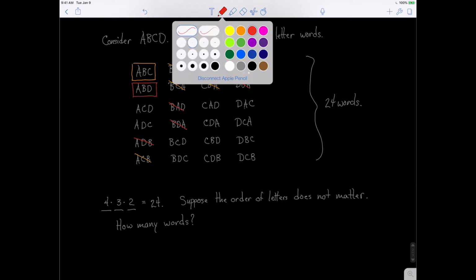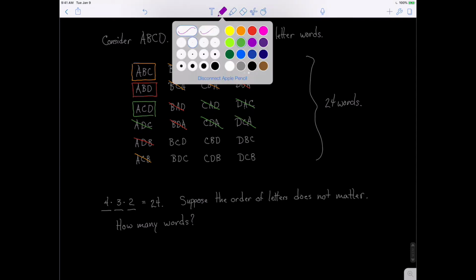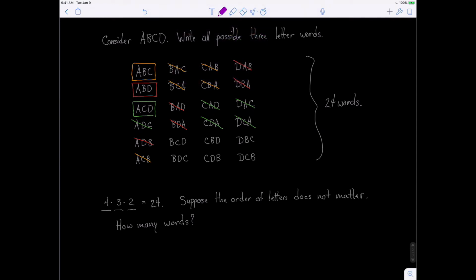All right, now let's try another. We'll use green. How about A, C, D? Let's find all of our words A, C, D. There's one right beneath it I could strike. Here's an A, C, D, and another A, C, D, and there we go. And we have one more color. I like this bright magenta color. Here's a B, C, D.